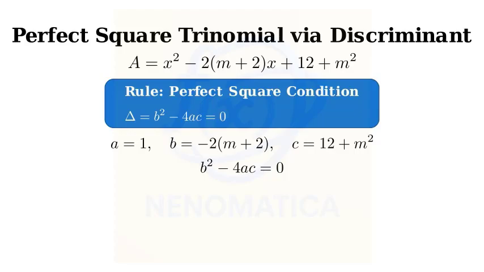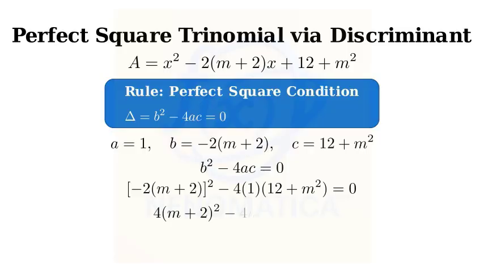We now set the discriminant equal to 0. Substitute a, b, and c into the discriminant. We get [negative 2 times (m plus 2)] squared minus 4 times 1 times (12 plus m squared) equals 0. Square the first term and distribute the 4. That gives 4 times (m plus 2) squared minus 4m squared minus 48 equals 0.